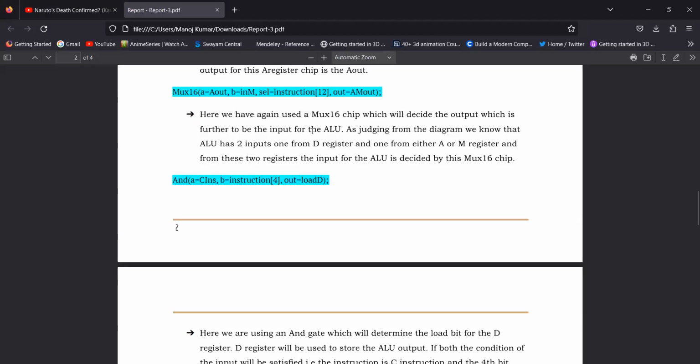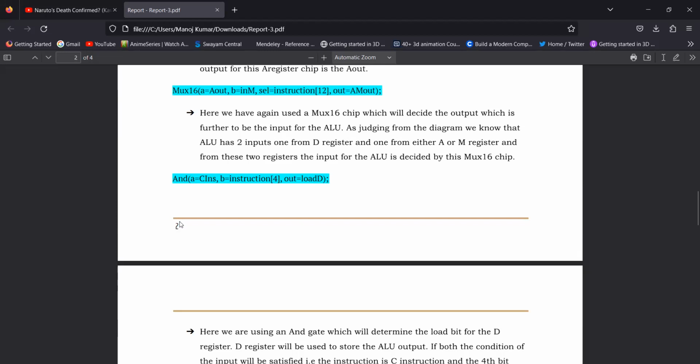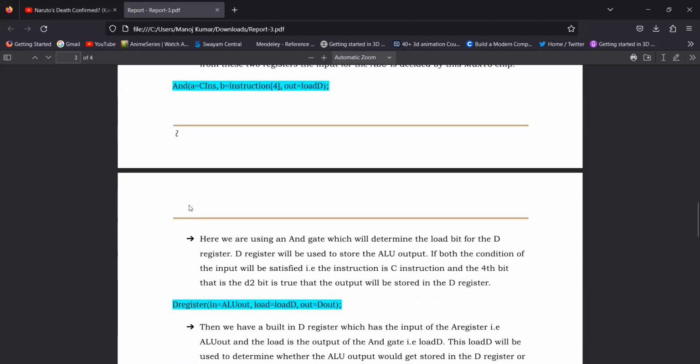So this MUX 16-bit chip will decide whether the input for the ALU will be the A register or the M register. Next, we have an AND gate, which is to determine the load bit for the D register. Now, the D register is used to store the value of the ALU output.